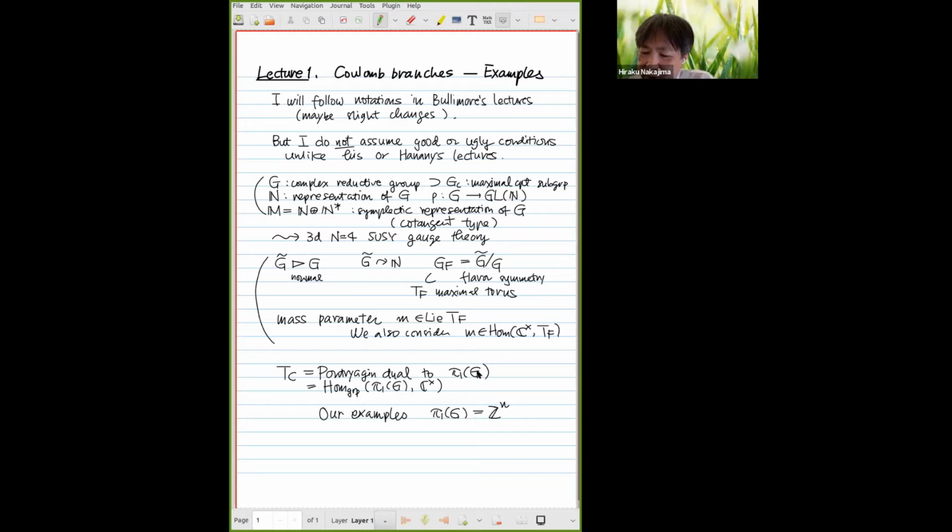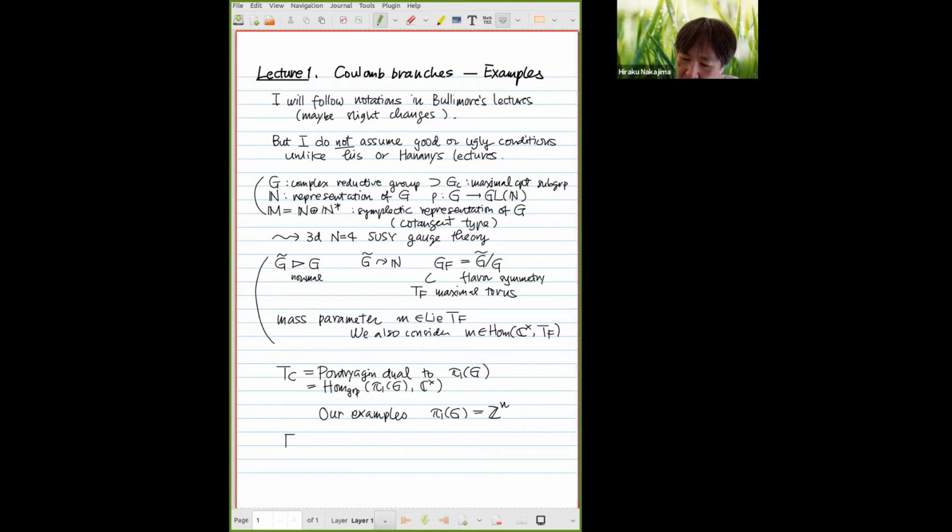If G is a semi-simple group, as usual, then pi 1 of G is a finite group. But those examples we will not discuss in these lectures. We usually consider the case when G is a product of general linear groups. Then the fundamental group is an infinite cyclic group.